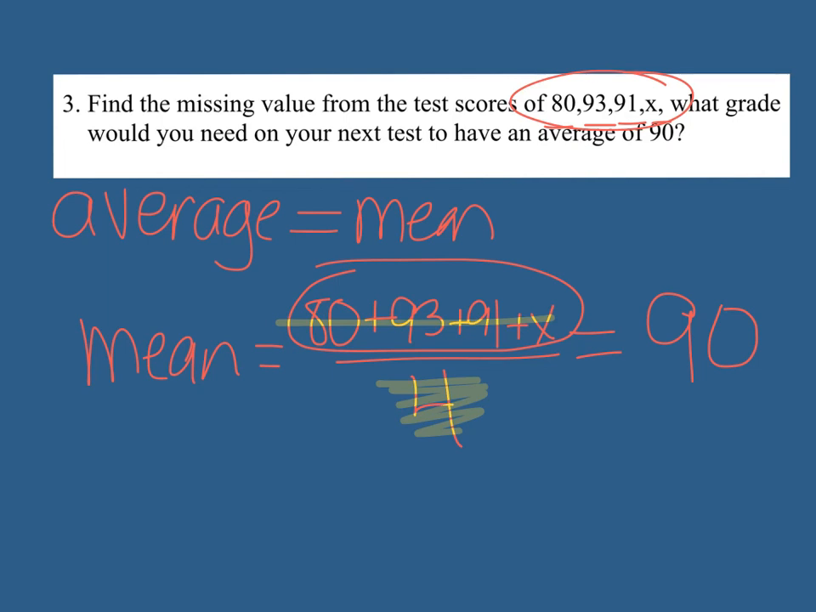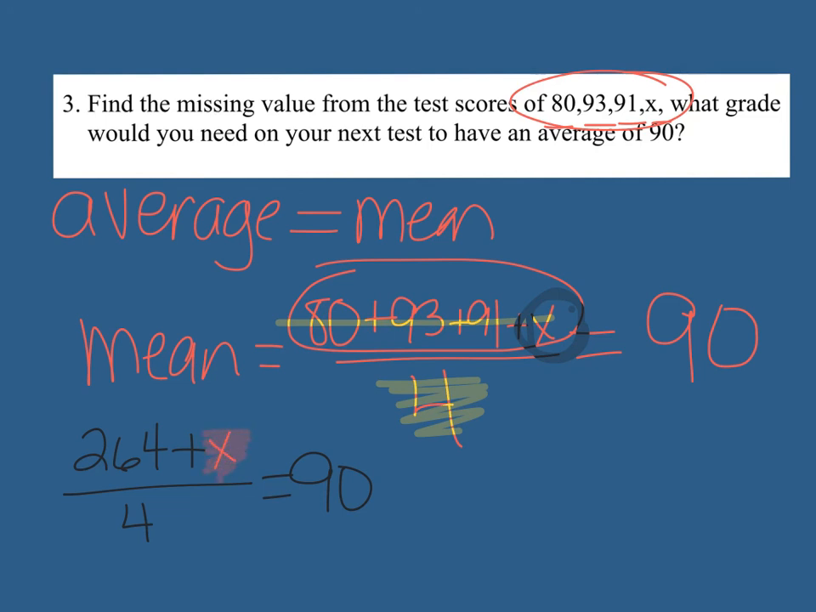All right, so now the hard part here is it's a little different. We have to solve, but we want to know what this is. So we have to solve for the x. So now I'm going to add all the numbers that are up in the numerator. So I'm going to add 80 plus 93 plus 91, and I get 264. Plus my unknown, right? I'm going to divide that by 4, and it equals 90, because that's what I want my average to be.